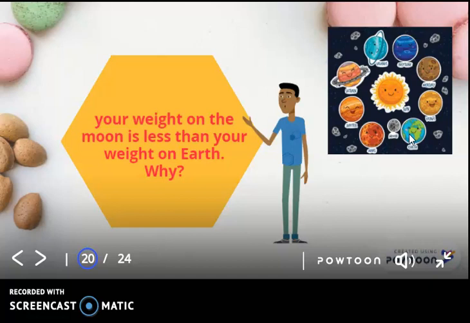We said that weight measures the gravity force. So which one has a bigger gravity force, the Earth or the Moon? Very good, excellent. The gravity force is greater on Earth because the mass of Earth is greater. As we said, as mass increases, the force of gravity increases. So that's why your weight on Moon is less than your weight on Earth.